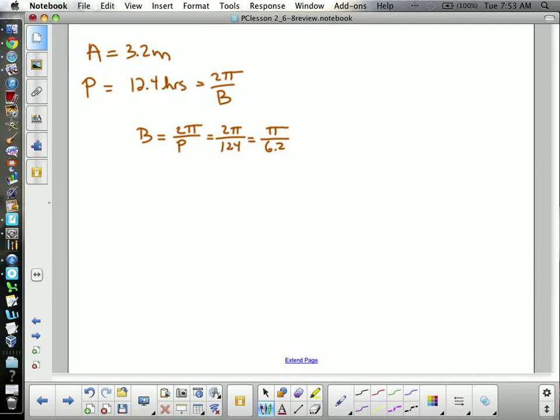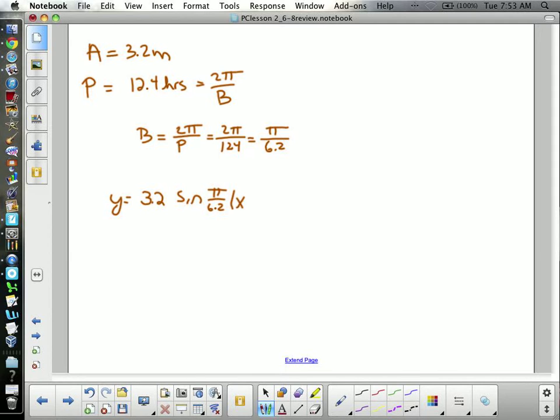If you left it as 2 pi over 12.4, I probably wouldn't get too excited, just because there's already a decimal in there, so what's the difference if there's 2 pi over 12.4 or pi over 6.2? Once we have that, then our equation comes out pretty easy. It's 3.2, because that's the amplitude. Y equals 3.2 sine of pi over 6.2 x.